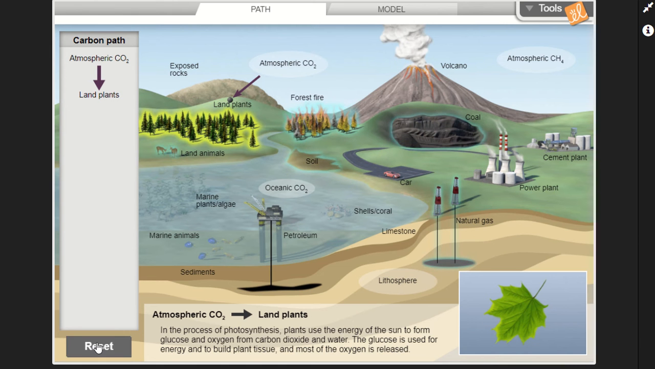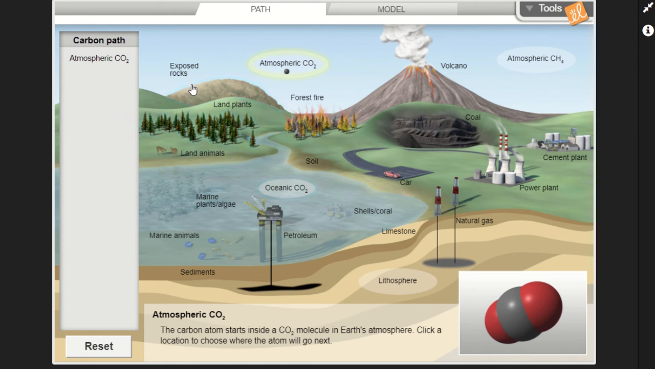I'm going to click reset really quick, to show you what's in blue. In blue over here is the rocks, the land plants, and the ocean. So that's what you should have on there: land plants, ocean, and rocks.